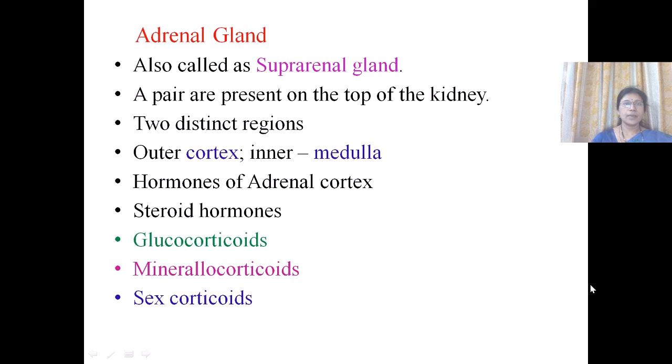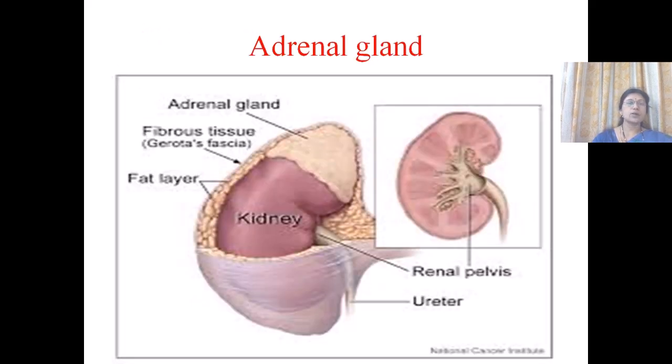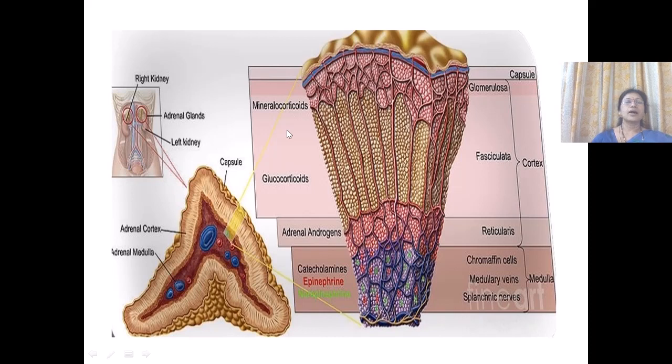Now let us see about the adrenal glands. Adrenal glands are also called suprarenal glands. A pair of adrenal glands are present on the top of the kidney. The meaning of 'adrenal' is upon the kidney. So these adrenal glands are present above the kidney.